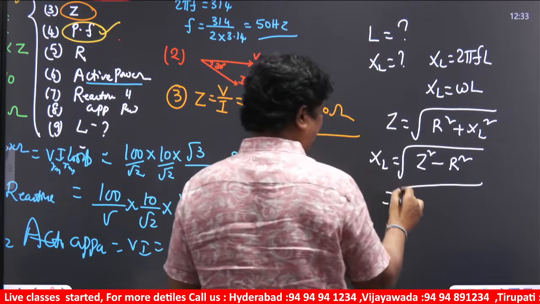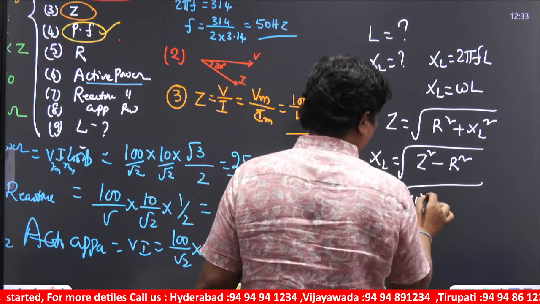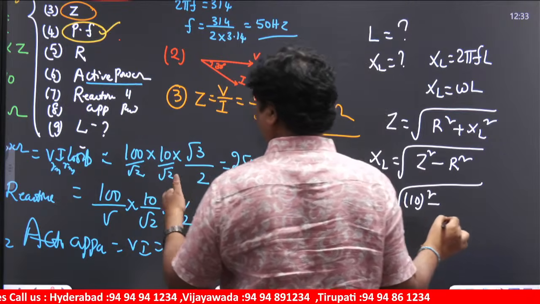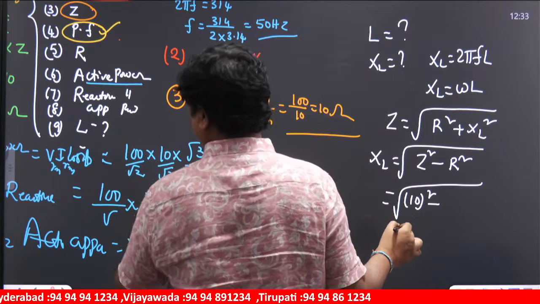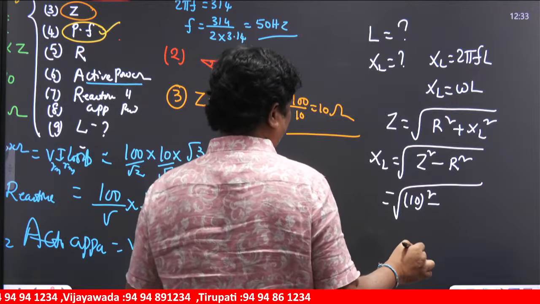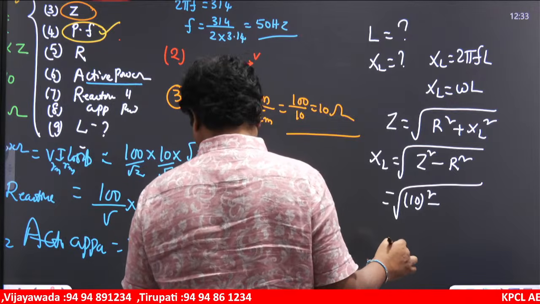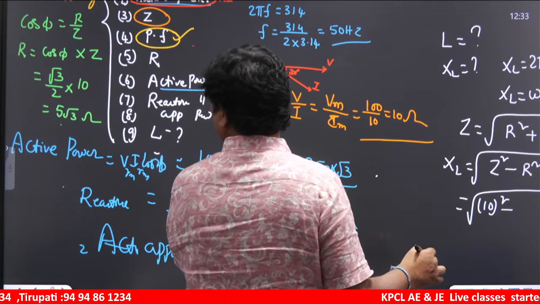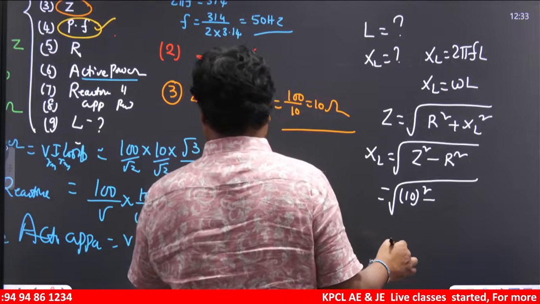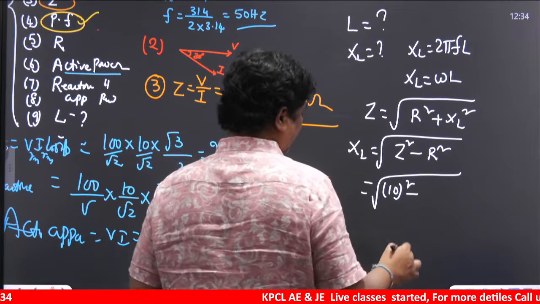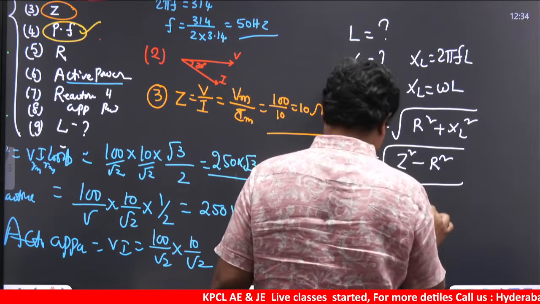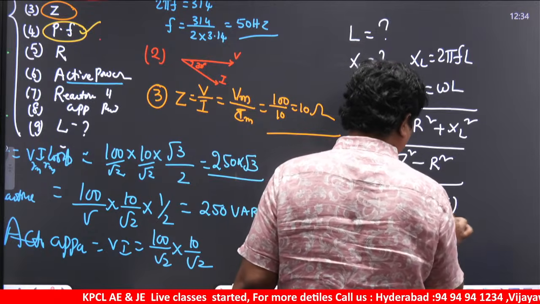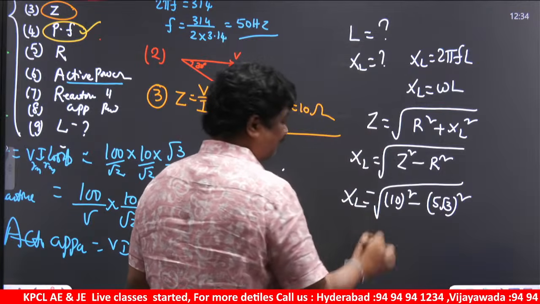How much Z is there? 10 square minus R square. I think R is the value you got, cos phi, I think 5. I hope it is 5. Resistance value is 5 root 3. So, 10 square minus 5 root 3 whole square, root of that is equal to XL.